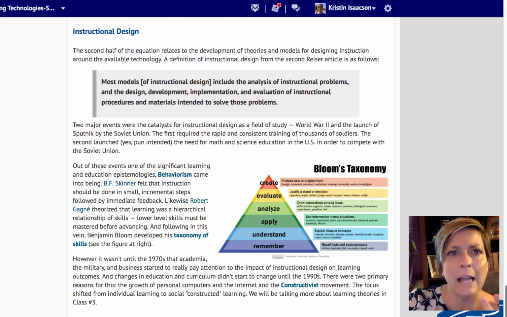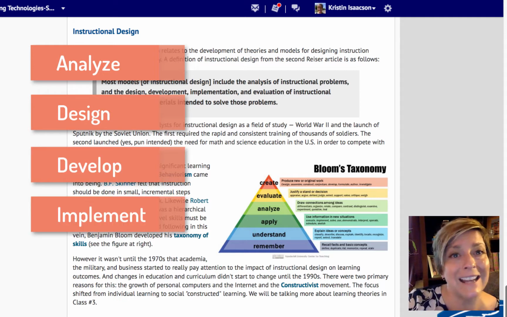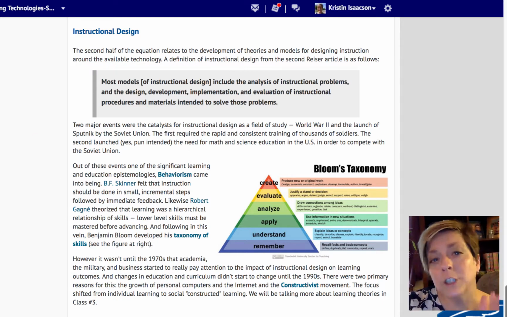So that might be in a classroom or it might be in a corporate training setting. Many of you may be familiar already with one of the most prominent models, which is called ADDIE, which is analyze, design, develop, implement, and evaluate. We will be talking about that a little bit later in the summer session. But that's part of what instructional design does. So you're going to be reading about that.